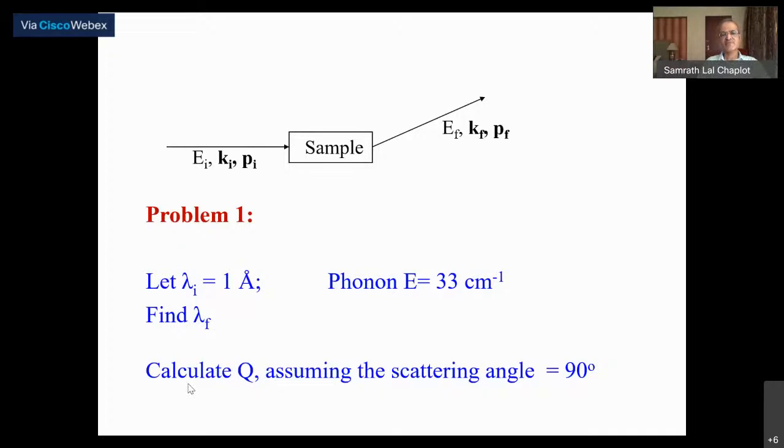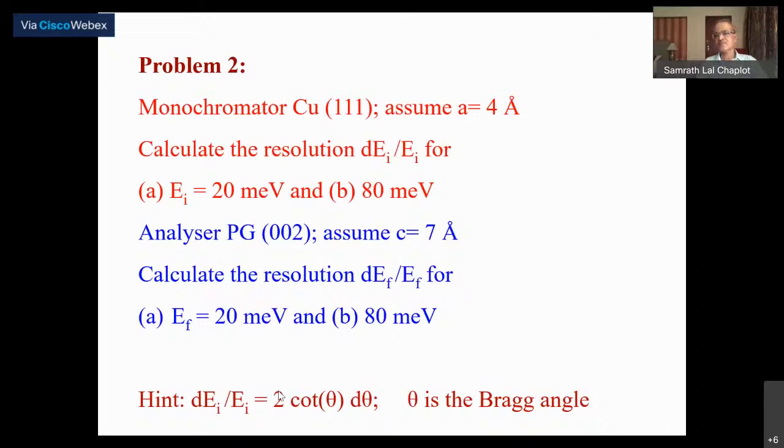Moreover, if the scattering angle between Ki and Kf is 90 degrees, then please also find out the wave vector transfer, which is nothing but vector Q equal to vector Ki minus vector Kf. We all did this in previous lectures, but if you actually write it down, then you would appreciate these concepts easily.